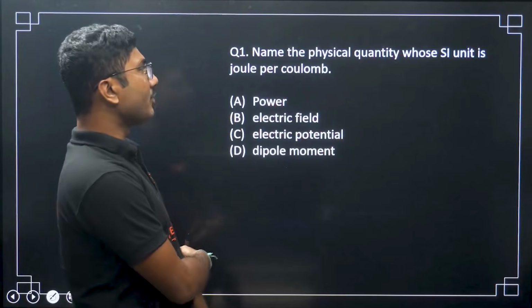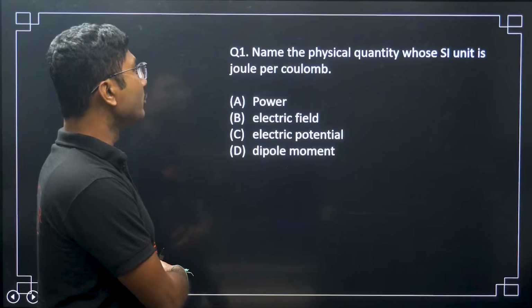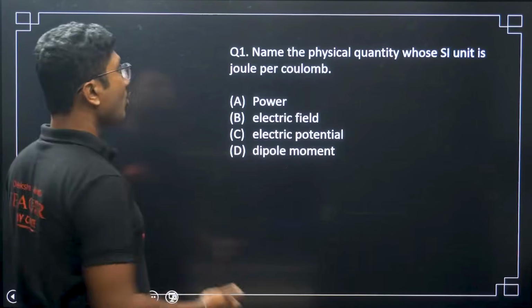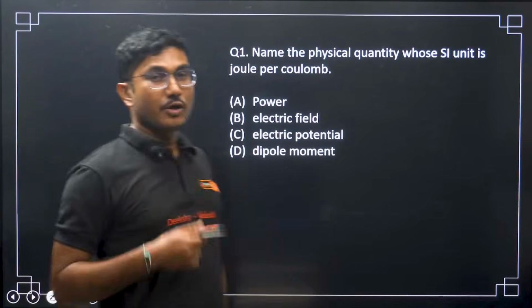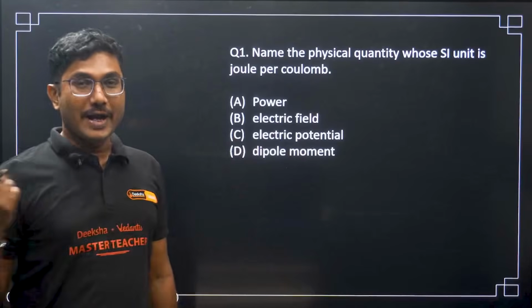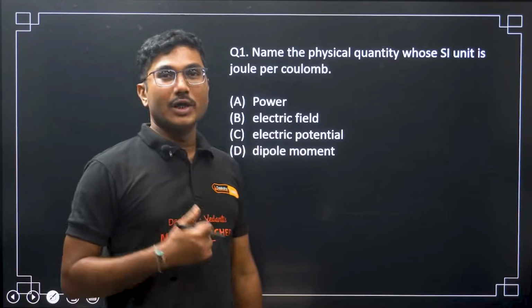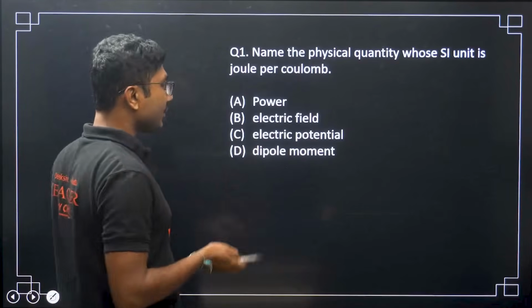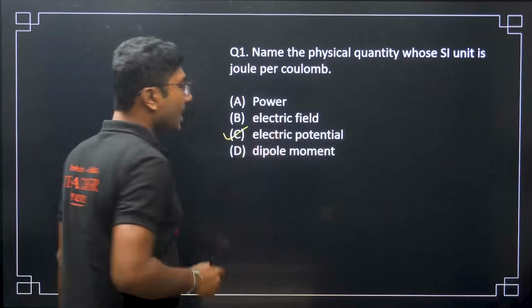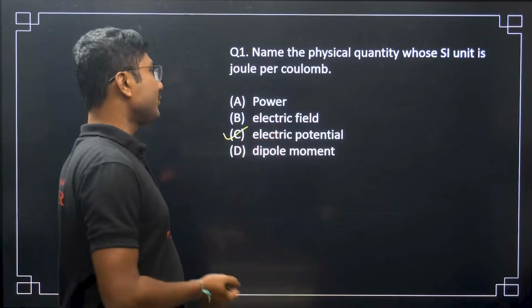Name the physical quantity whose SI unit is joules per coulomb. Okay, so joule is the unit of work, and if you divide work by coulomb, you will get the electrostatic potential. So electric potential is the correct answer for this question.